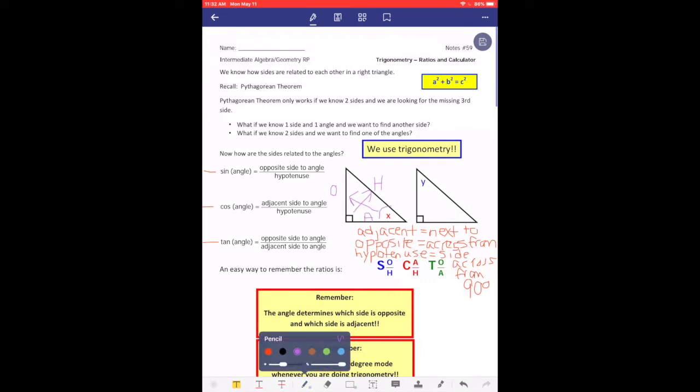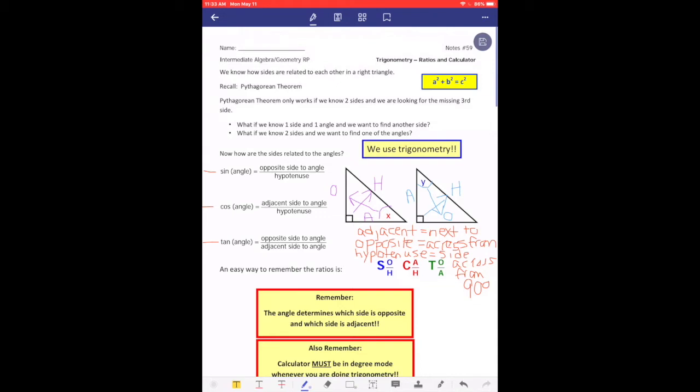Now if I was to look at the other triangle where it's labeled with Y, I can start with the hypotenuse. It's always the one that's across from the 90. The side that's opposite would be this side here. And the side that is adjacent and next to is this side here. So we're going to use these ratios and we're going to fill out these triangles in order to find either the missing side or the missing angle.